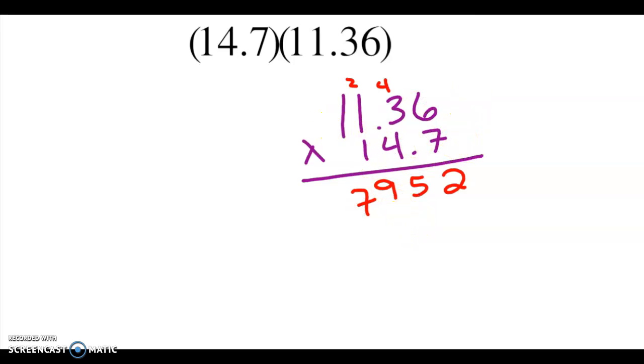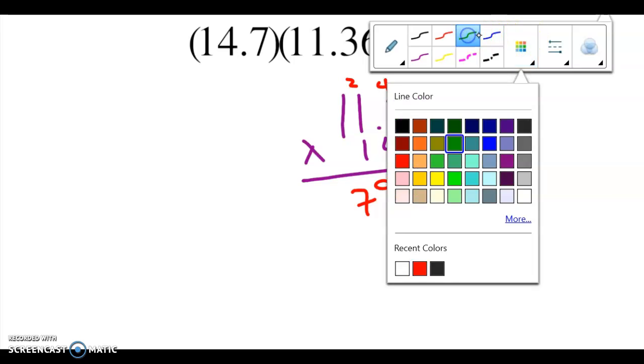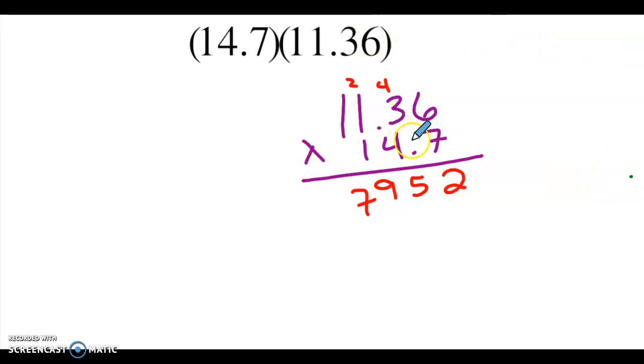Now we have to do the 4. Oh, there we go. So now notice the 4 is in the second column. That means it has to start right here, the second column, starting from the right to the left. What has to go under the 2? A placeholder. That's right. 4 times 6 is 24. Carry my 2. 4 times 3 is 12, plus 2 is 14. Carry my 1. 4 times 1 is 4, plus 1 is 5. 4 times 1 is 4.